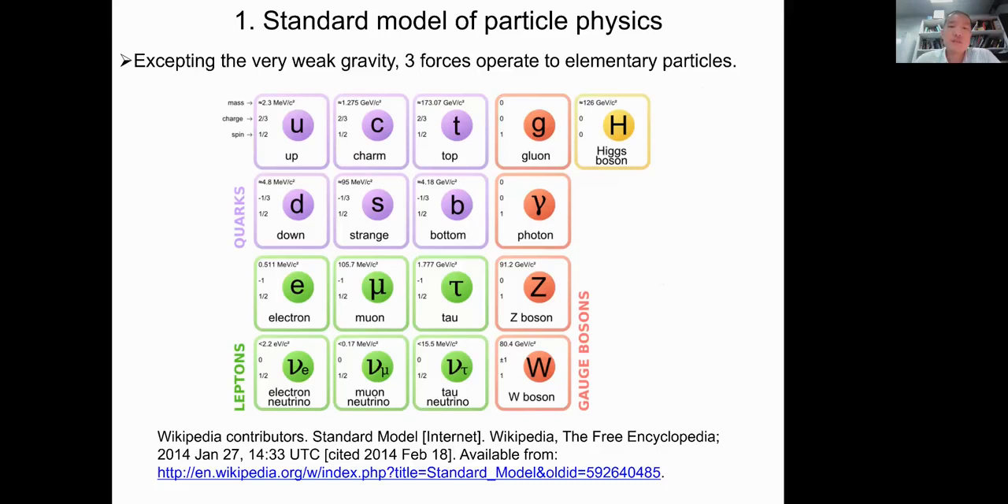This picture shows standard model particles. These are quarks and leptons, and gauge bosons and Higgs. All of them have already been detected in experiments. And as you know, excepting the very weak gravity, three forces operate on elementary particles. And today's target is neutrinos, the neutral leptons listed here: electron neutrino, muon neutrino, and tau neutrino.